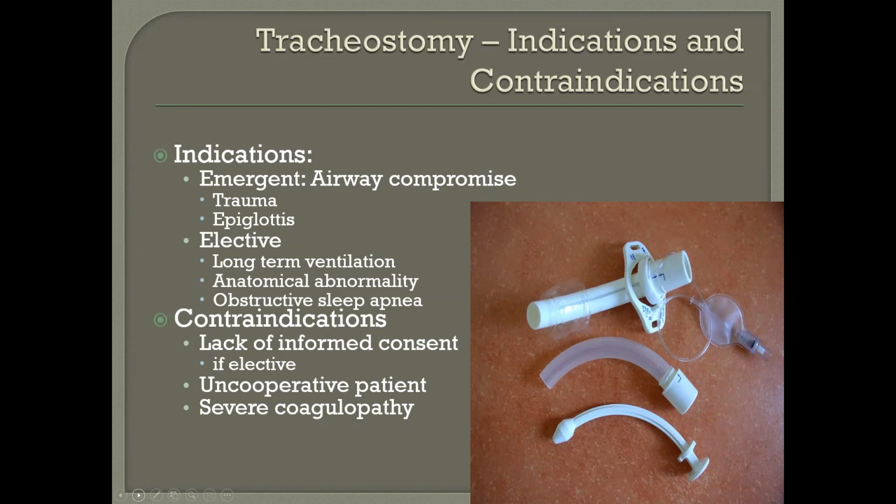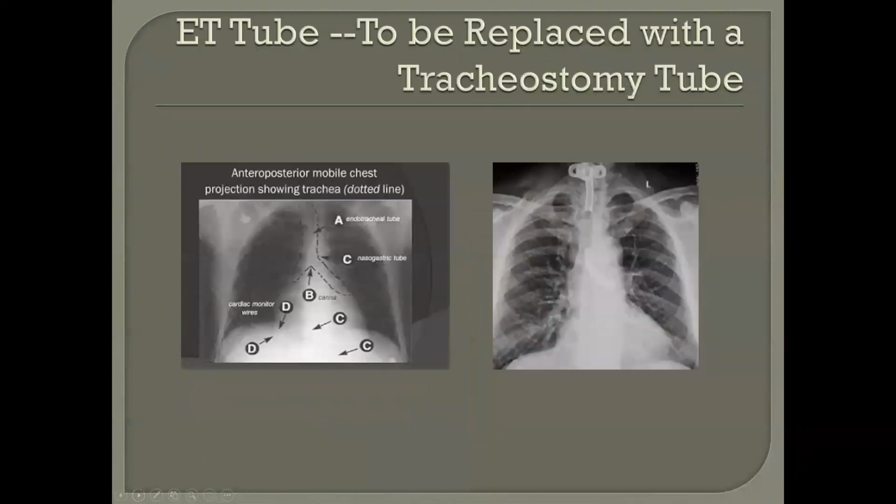Elective long-term ventilation, anatomical abnormality, obstructive sleep apnea. Yes, it's an extreme way of addressing it. But for obstructive sleep apnea, if the patient has a trach, it's one of the ways that it's effective, but extreme. Contraindications: lack of informed consent, uncooperative patients, severe coagulopathy, untrained staff, inadequate equipment, and those sorts of things.